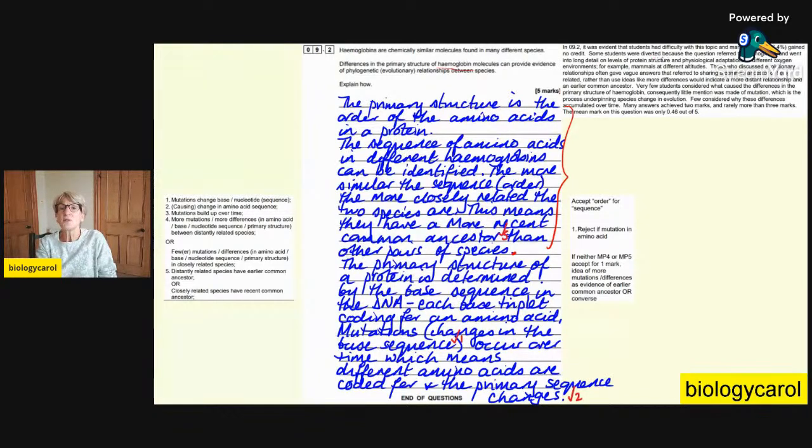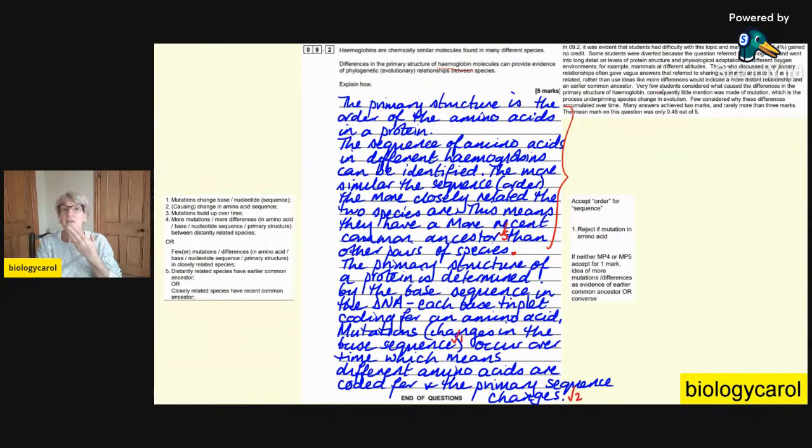Some students were diverted because the question referred to hemoglobin and went into long detail about levels of protein structure and physiological adaptations to different oxygen environments. Yeah, fair enough. They went off on one. They weren't answering the question. Those who discussed evolutionary relationships often gave vague answers that referred to sharing a common ancestor or being related, rather than use ideas like the more differences would indicate a more distant relationship and an earlier common ancestor. I at least nailed mark point 5.